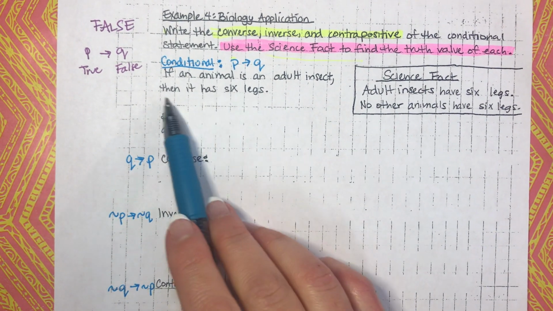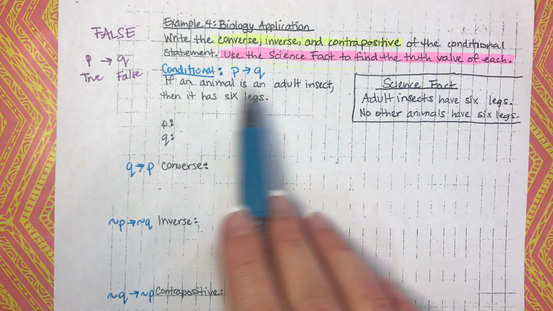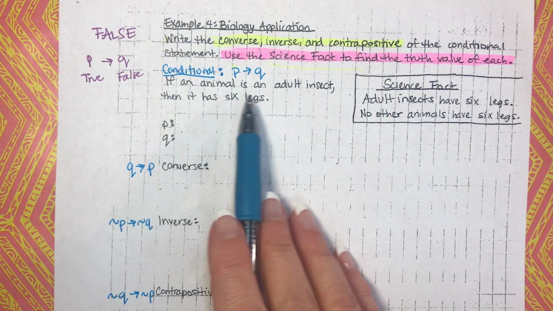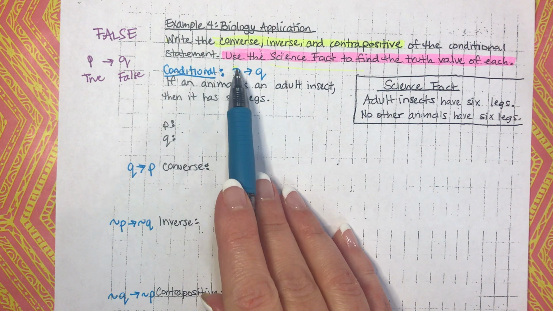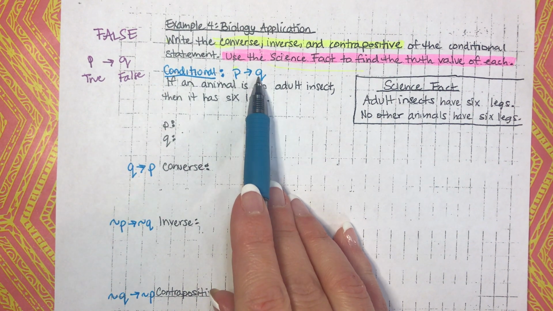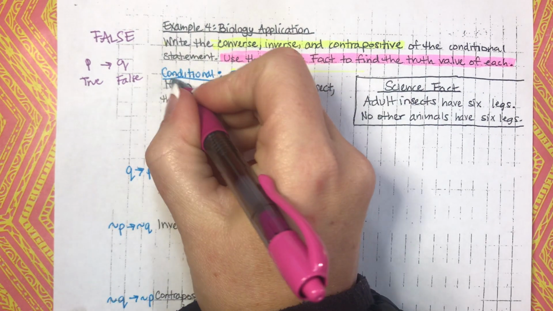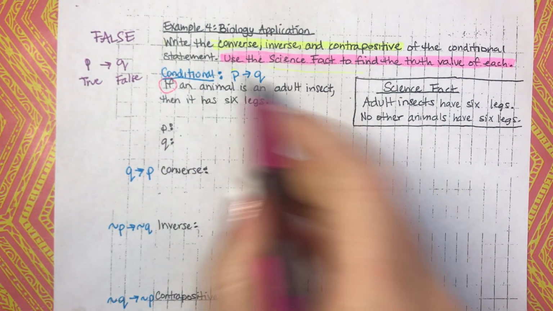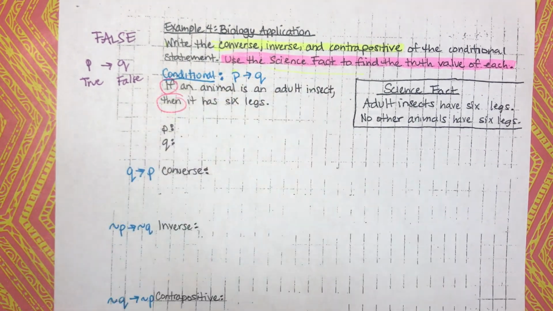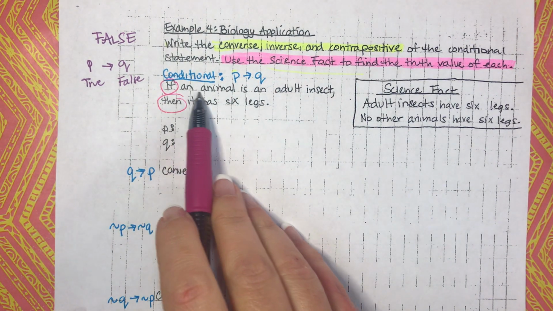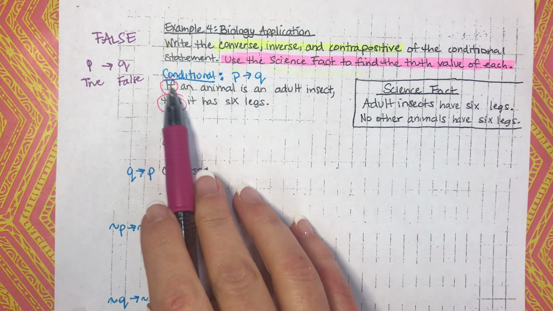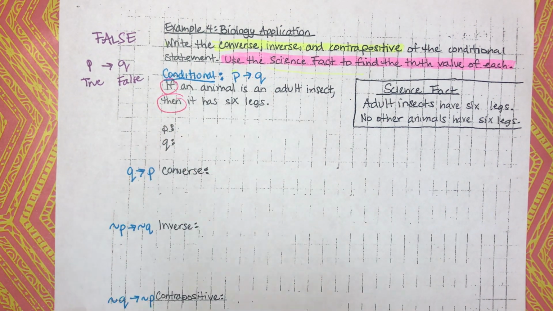It says if an animal is an insect, then it has 6 legs. So from this conditional, we need to determine what is the hypothesis and what is the conclusion. I always like to find those key words. Here we have the word if, and then we have the word then. That means an animal is an adult insect. That is after the word if, so that's our hypothesis. Let's go ahead and write that in.